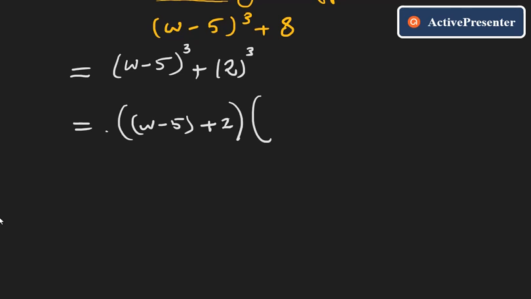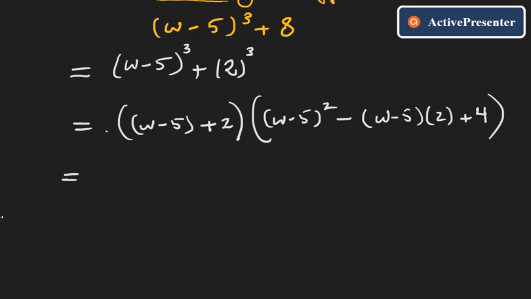Multiply the first one squared, which is w minus 5 squared, minus the first multiplied into the second. So we would say w minus 5 multiplied into 2, plus the second squared, so plus 4. Now complete your work. W minus 5 plus 2 is w minus 3.